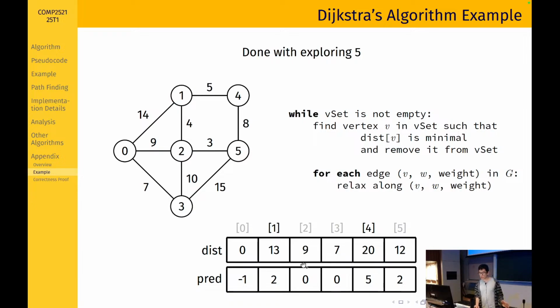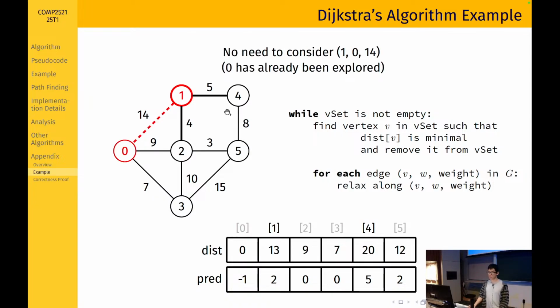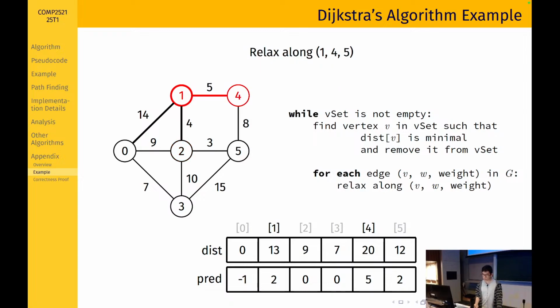So now we've got 2 vertices left, 1 and 4. Right, the one which costs the least is 1, so we're going to remove 1 from the V-set. And we're going to explore these edges. Well, we only need to explore one of them, because 0 and 2 have both been visited or explored. So now we relax along this edge. Okay, so what is the cost of the new path from 0 to 4 using this edge here?